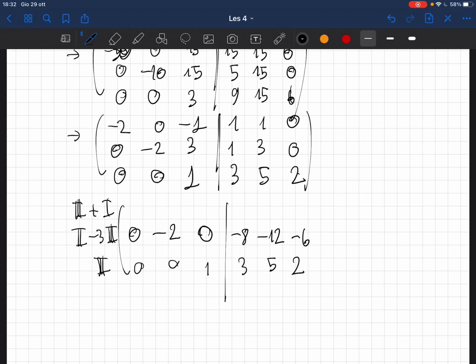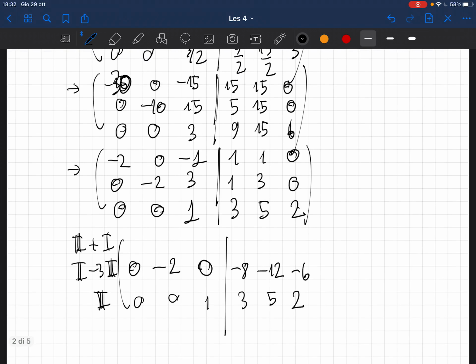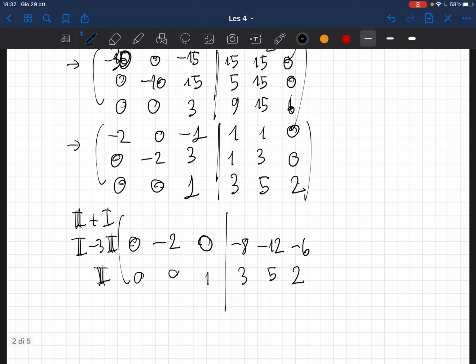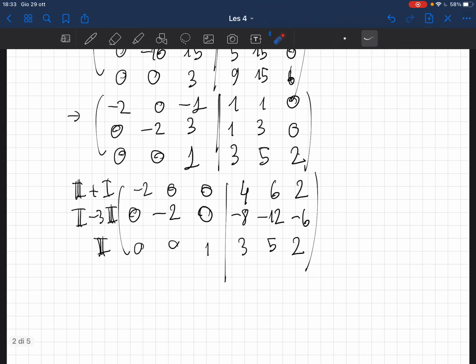And here we finally have to change. So we just add the third. So it's minus 2, 0, 0. And then 4, 6, 2. Okay, looks good. And now we're almost done because we just need to make these numbers become ones. So we just multiply accordingly. And so we get 1, 1, 1 here.